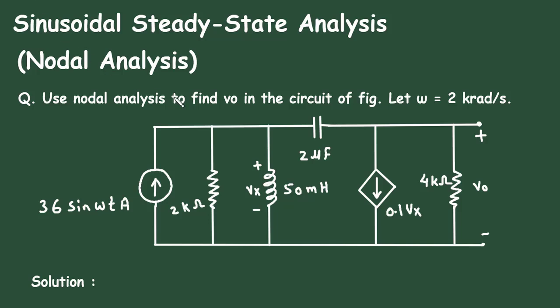In this video, we will see an example on sinusoidal steady state analysis, nodal analysis. Question: use nodal analysis to find VO in the circuit of figure. Let omega is equal to 2 kiloradian per second. So here for this circuit, we have to find the value of this VO by using nodal analysis.